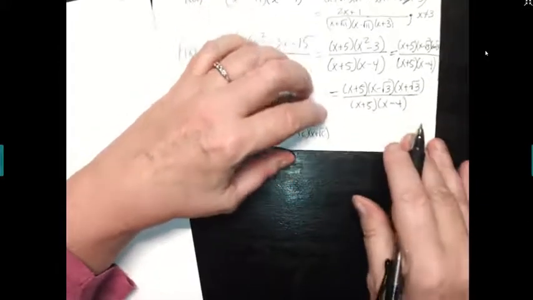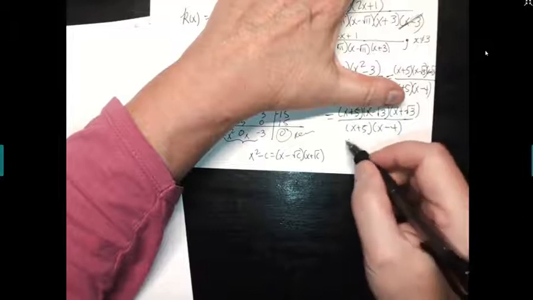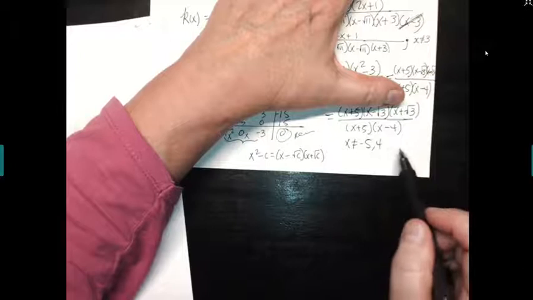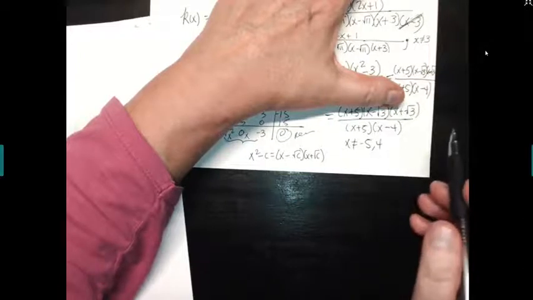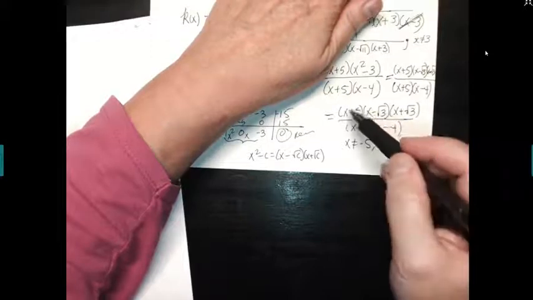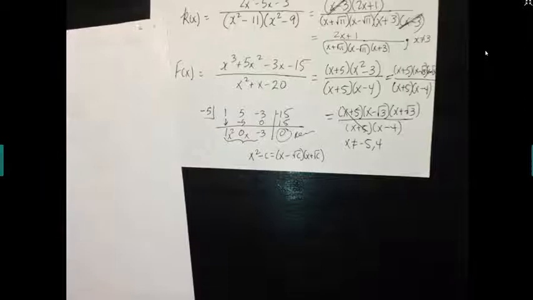Now what's the domain? Well, before any cancellation, x is not allowed to be negative 5 and x is not allowed to be 4. And you should be able to get that into interval notation. Okay, now in lowest form we have one cancellation, so there is going to be one hole.